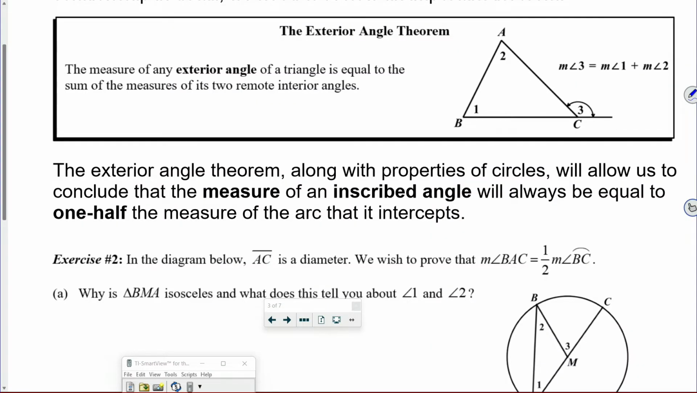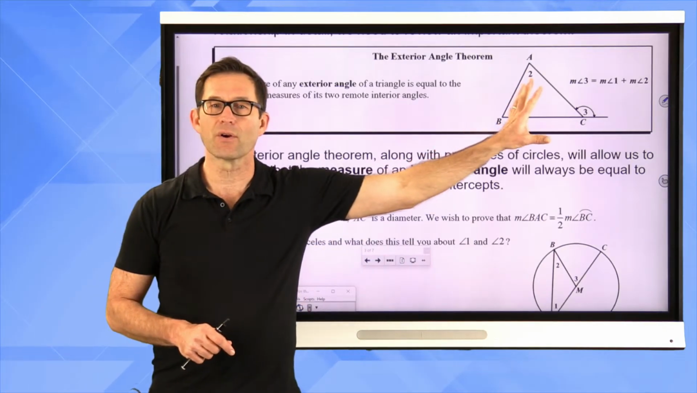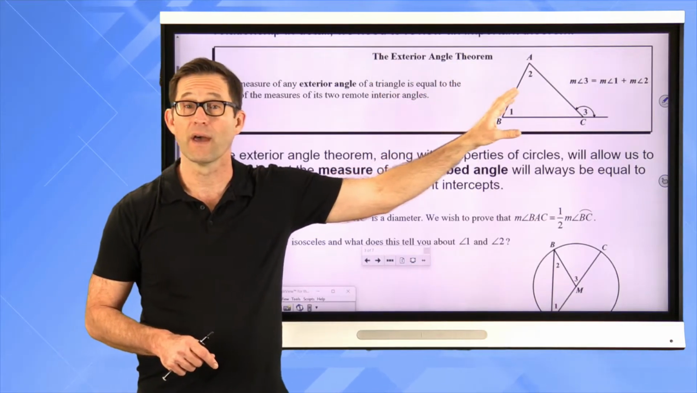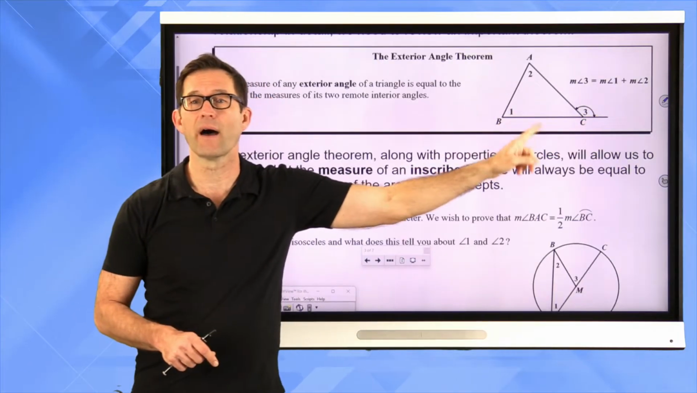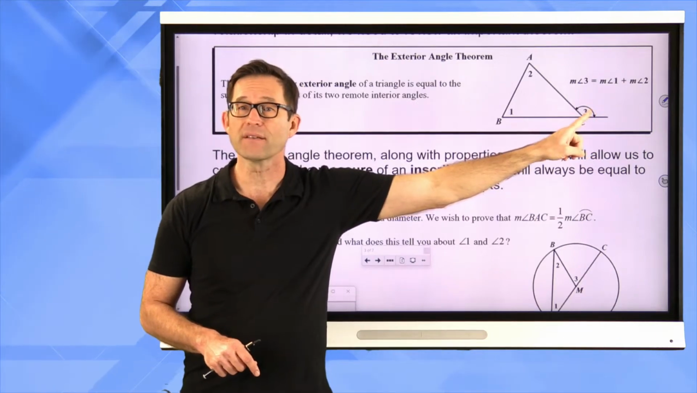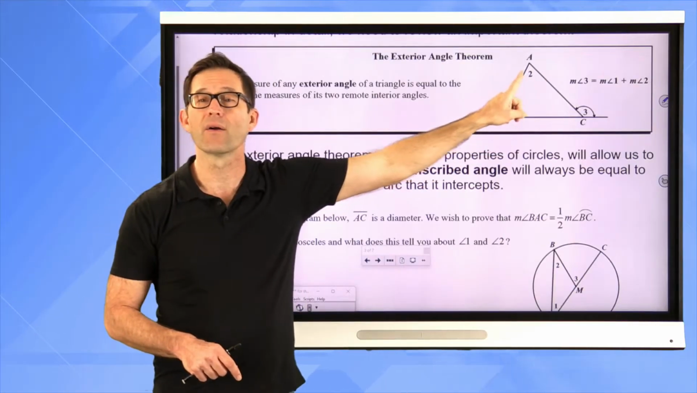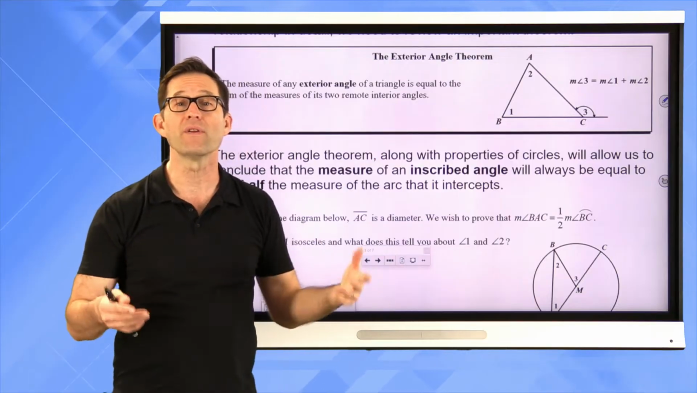The measure of any exterior angle of a triangle is equal to the sum of the measures of its two remote interior angles. All right, let's pop this out for a second. Remember exterior angles, we saw this way back in, I think it was Unit 3. But very, very simple. If I've got a triangle and I extend any one of the sides outward, it produces an exterior angle. And that exterior angle is always the sum of the two interior angles that it's not adjacent to. Not adjacent to. Those are called the remote interior angles.